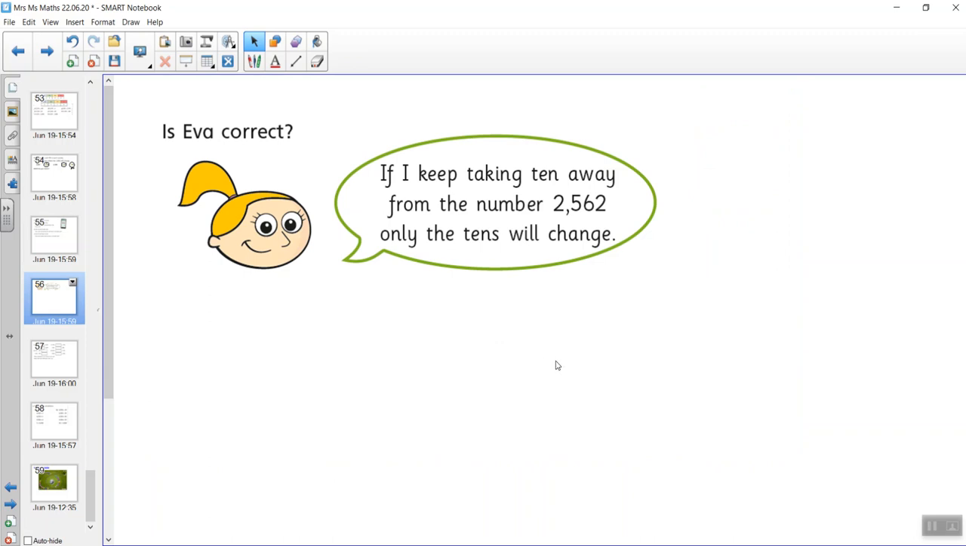Eva says, if I keep taking 10 away from the number 2,562, only the tens will change. She keeps taking 10 away. Only the tens will change. Is she right? We could try it, couldn't we?